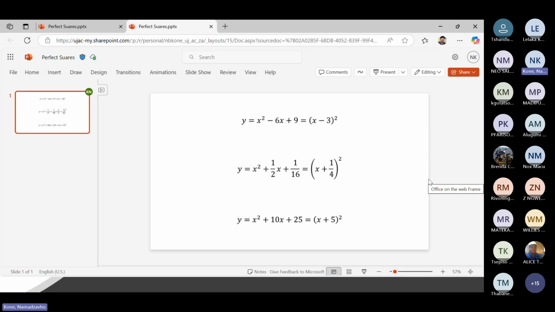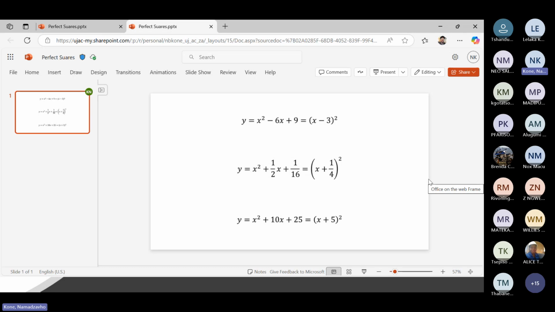Anyone who can tell me what you can see as the connection between the coefficient of x and the constant? The hint is on the factorized version. Anyone who can see a pattern from these three given equations? The connection between every coefficient of x you see there and the constant.